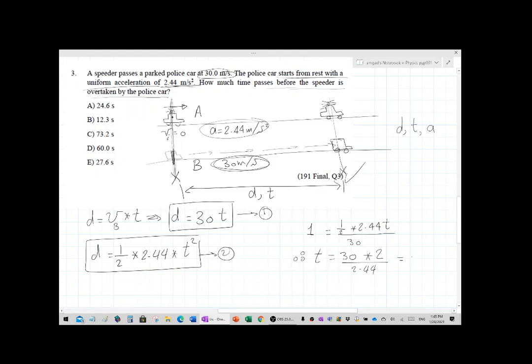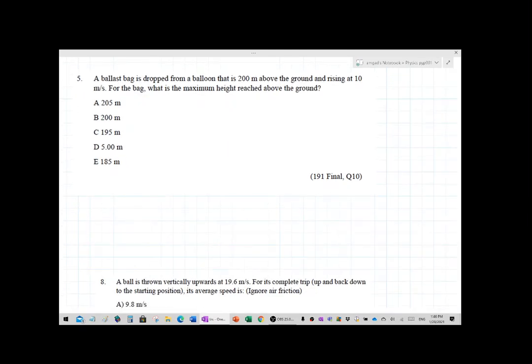The time is, just a second. I know it will be 24.6, but I need to calculate it myself with the calculator, so I want to show you that this is right. So 24.59 seconds, which is the first answer. Let's go to another one.